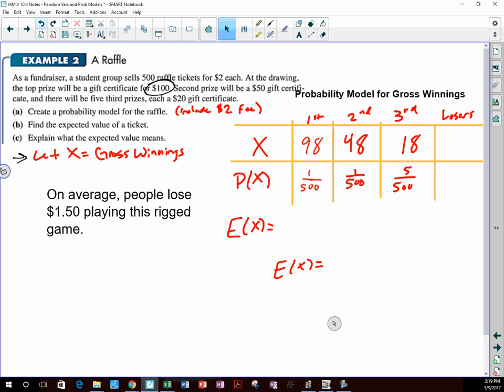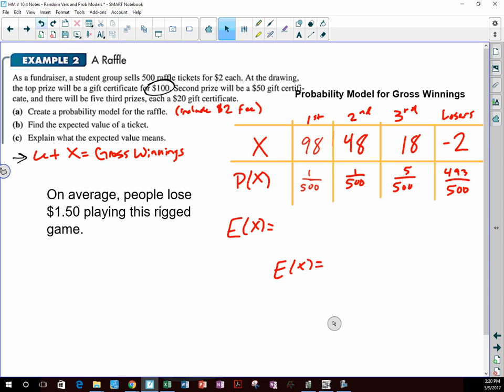And then if you don't win anything, your gross winnings is actually negative, the $2 that you paid in, so -2, and that's going to be everyone else. So we have 7 people here that win, which means that 493 are not going to win.